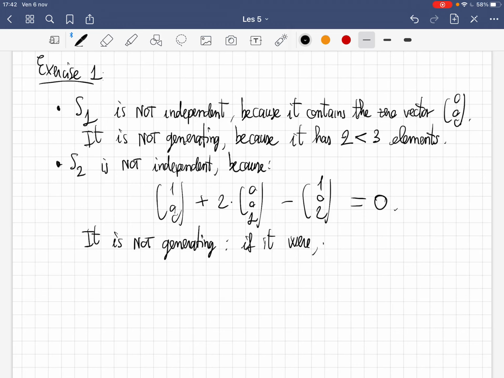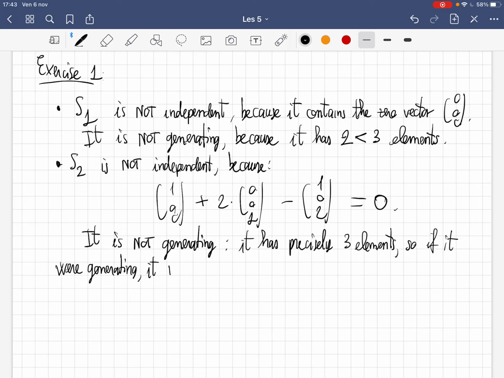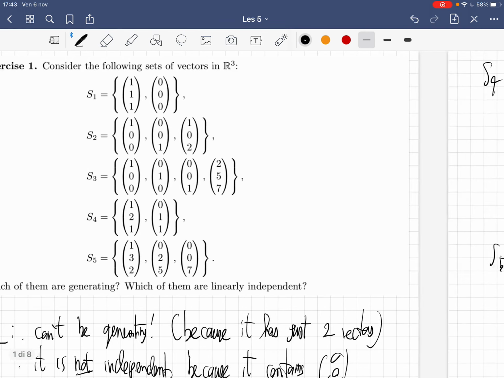If it were generating, it would also be independent. Okay, very good. The third.